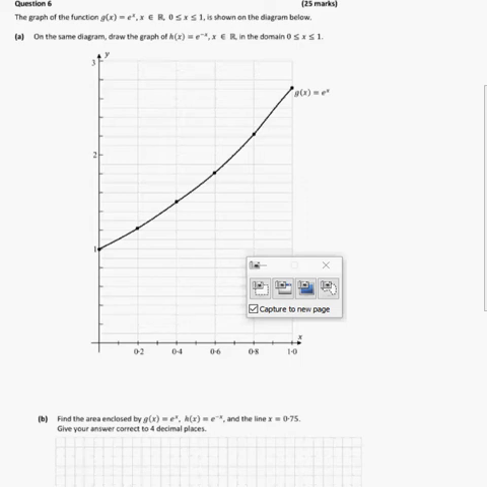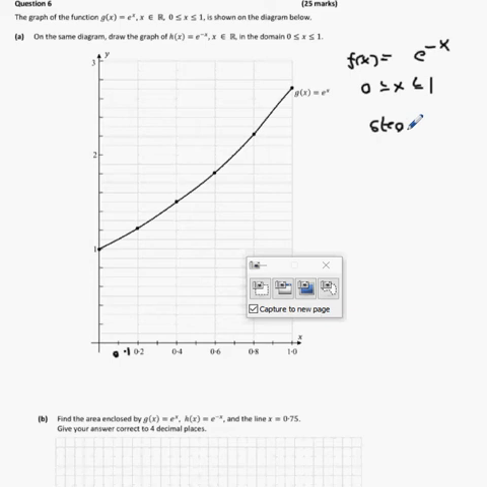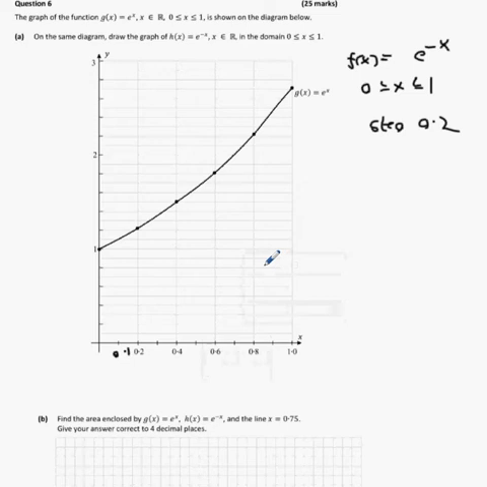So your table function is just go to the calculator, put in f of x equals e to the minus x, go from a domain that starts at 0 and ends at 1, and do a step. Now you see that it goes up in 0.2s, but we can go up in either 0.1 or 0.2, so use a step of 0.2. And when you do this, what you should get is the following.